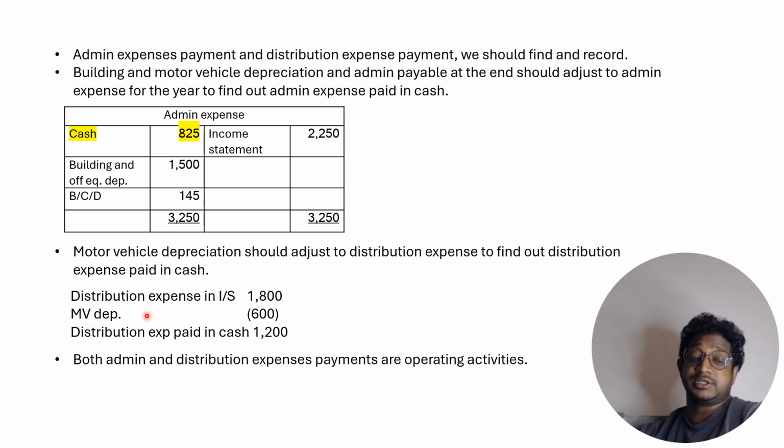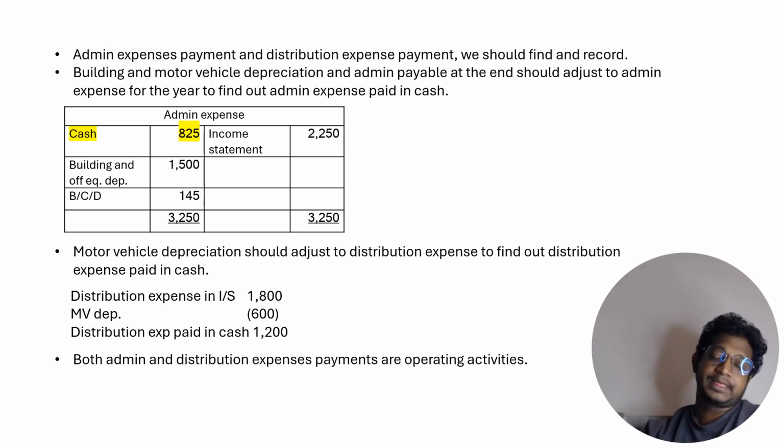Distribution expenses in the income statement are 1,800, and this includes motor vehicle depreciation of 600. So you paid for distribution 1,200. Both the admin payments and the distribution expense payments you have to record in operating activities as cash outflow, right? And that's it for the direct method. From that information you can prepare the cash flow based on the direct method.